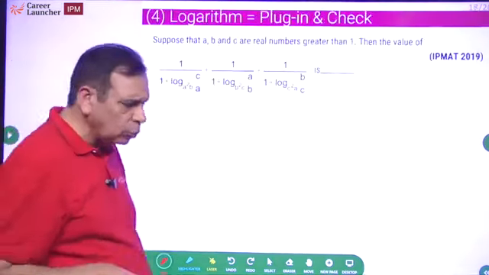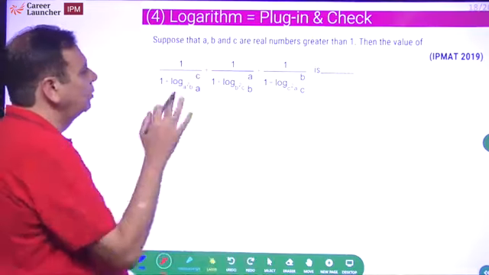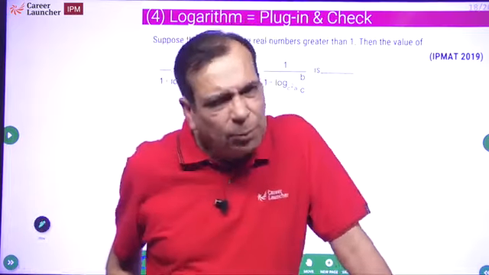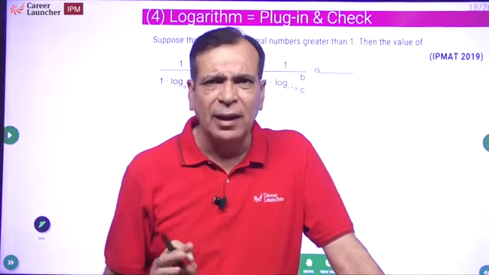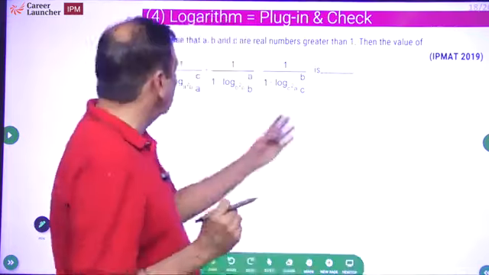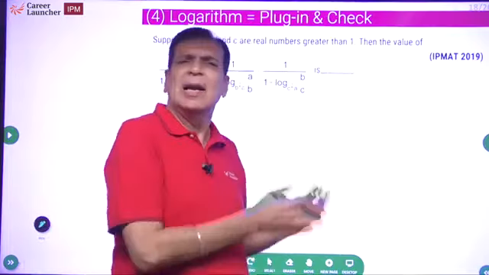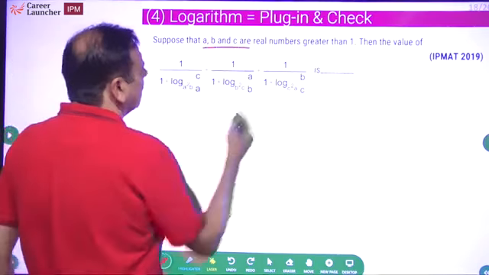Another question from IPMAT 2019. Suppose that A, B, C are real numbers greater than 1. What is the value of this expression? Students find such questions very tough, especially when logs come in. The problem with logs is most of us know absolute basics, but beyond that we don't know anything. And the moment the base becomes some variable, it becomes a problem for us. Base 10 is understandable. So let's make it base 10. What does it say? A, B, C are real numbers greater than 10.